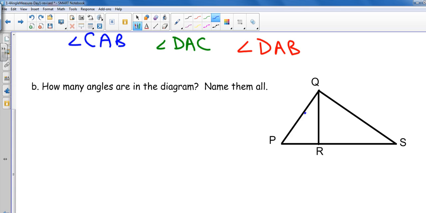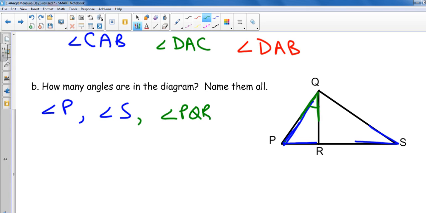I'm going to start on the left-hand side and try to work my way around. I'm going to say I have angle P. I'm only going to use one letter because there's only one angle with the vertex point P. On the other side I have the same thing, angle S. At the top, I've got an angle on the left, which is angle PQR, if I'm tracing it, PQR. And then I've got the other side, angle RQS or SQR.